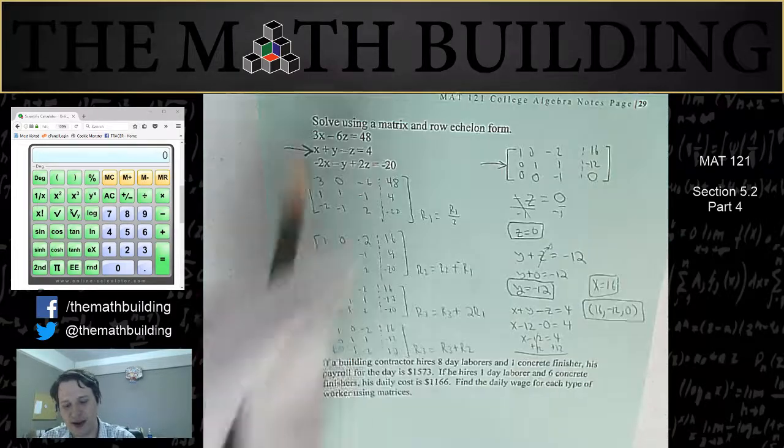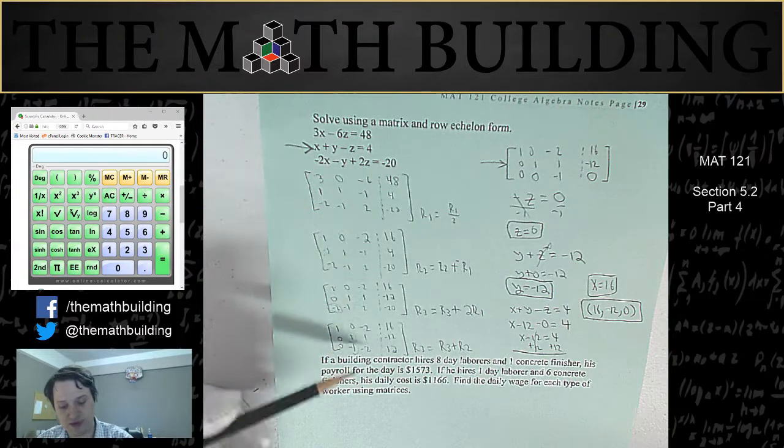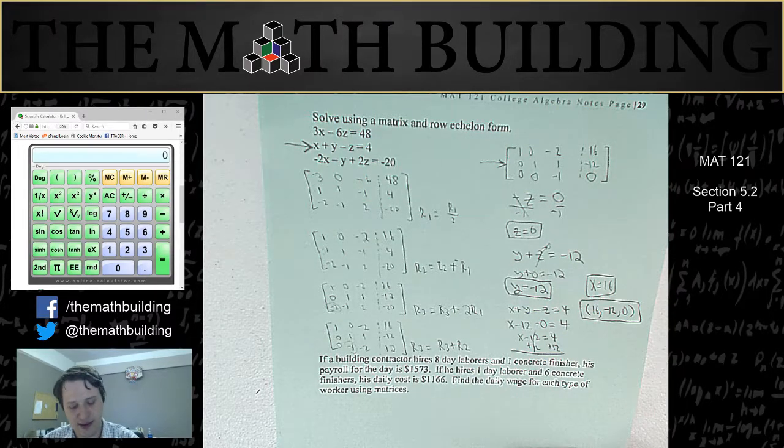I hope you're starting to really like this matrix method. You can get pretty quick at it once you have some practice. You just need to be really careful not to make a mistake, because one wrong number move and you're going to get the wrong answer. And also be really careful with your negative signs.